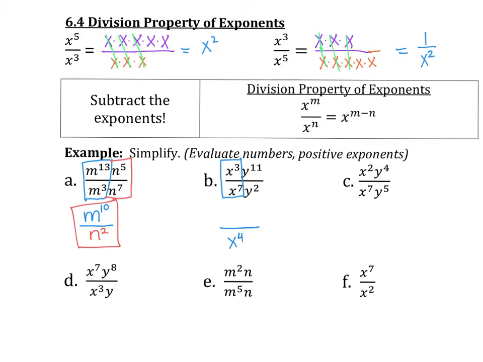Okay, now let me check the y's. Y to the 11th over y to the second. The higher exponent's at the top, so I'm going to keep the y at the top. I have 11 at the top. I cancel out 2 from the bottom, and I'm left with 9.